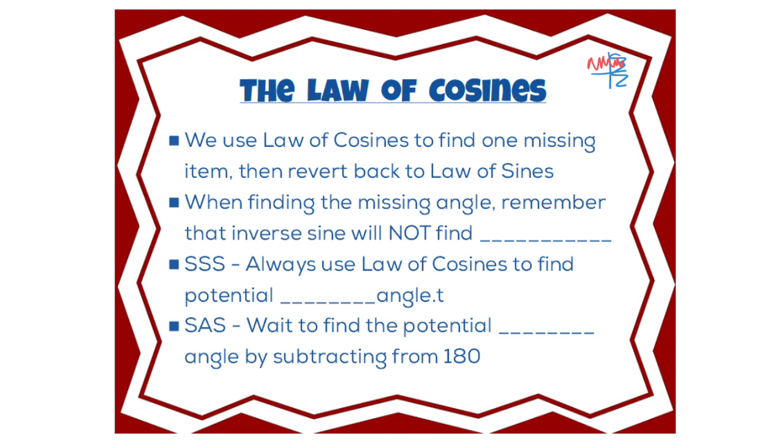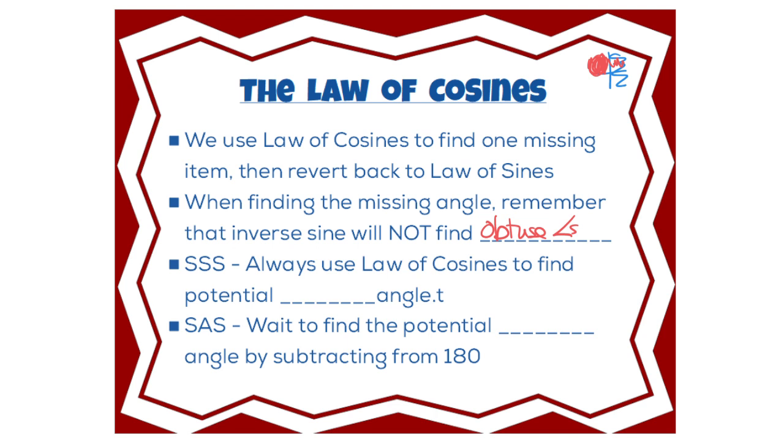So if you were to have a triangle that had an obtuse angle in it, it would be an angle over here in the second quadrant, something bigger than 90. And if I press in my calculator second sine, it's not going to give me that angle. So when finding the missing angle, remember that inverse sine will not find obtuse angles.